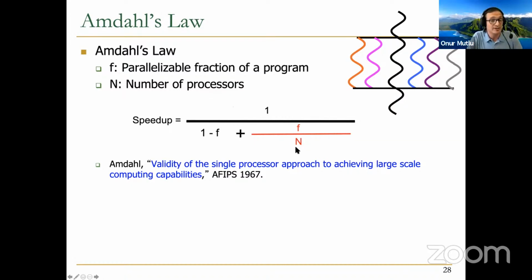So as n goes to infinity, this f over n goes to 0. So your speedup becomes 1 divided by 1 minus f, right? So if your parallelizable fraction is 50%, your maximum speedup possible as n goes to infinity is only 2. Sounds bad, right? If your parallelizable fraction is 90%, as n goes to infinity, this equation evaluates to 10x. So you get 10x speedup, which is not bad, but you're putting in an infinite number of processors. If your parallelizable fraction is 99%, your maximum speedup is 100x as n goes to infinity.